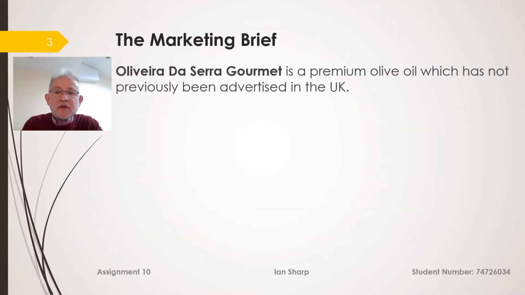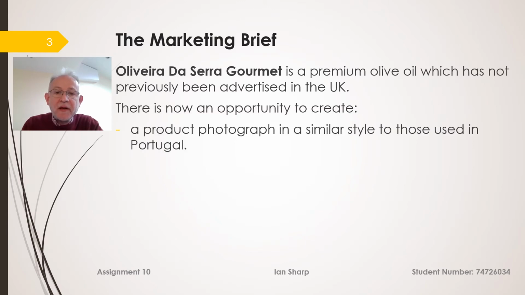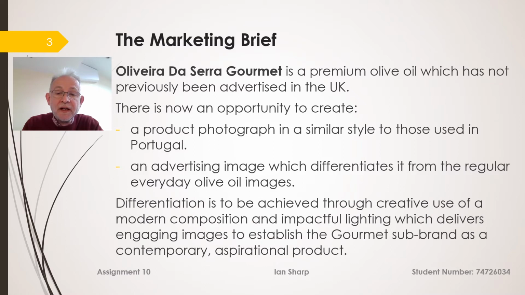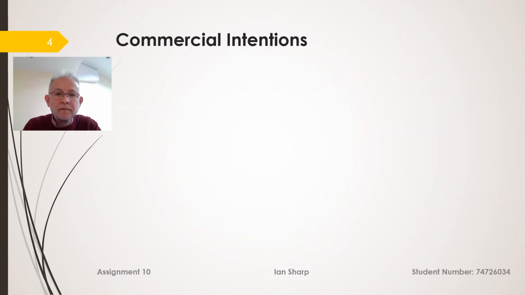Doterra Gourmet is a premium olive oil which has not previously been advertised in the UK, and I now have an opportunity to create firstly a product photograph in a similar style to that used in Portugal, and secondly an advertising image which differentiates it from regular everyday olive oils for sale in the UK. The differentiation is to be achieved through firstly creative use of a modern composition and impactful lighting. This will deliver engaging images to establish the Gourmet sub-brand as a contemporary aspirational product.